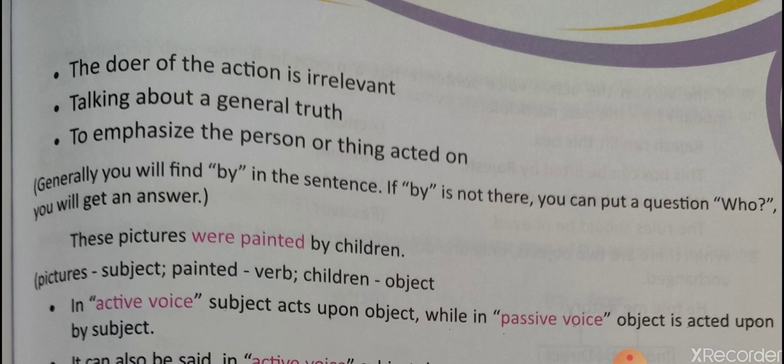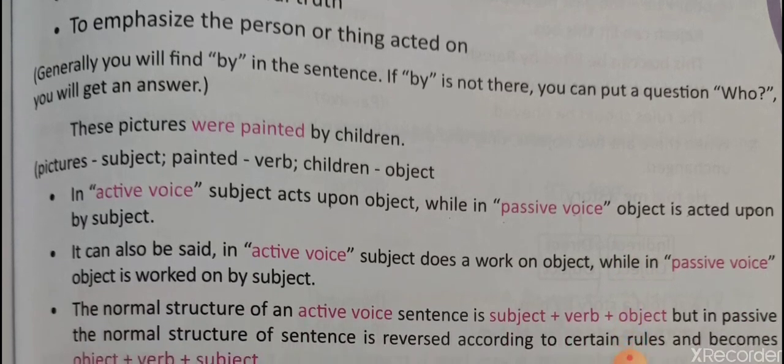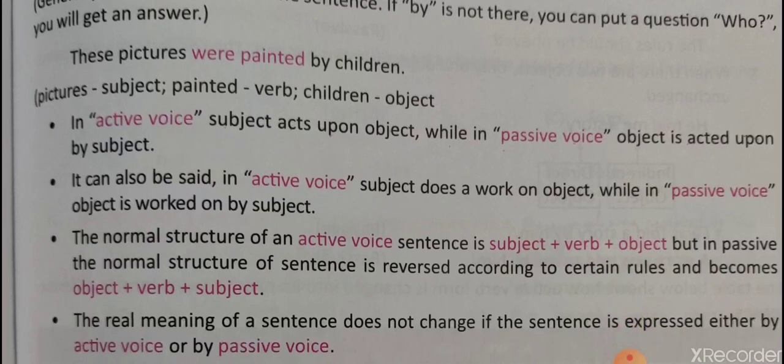Generally you will find "by" in the sentence. If "by" is not there, you can put the question "who" and you will get the answer. Next is, in active voice, the subject acts upon the object, while in passive voice, the object is acted upon by the subject.